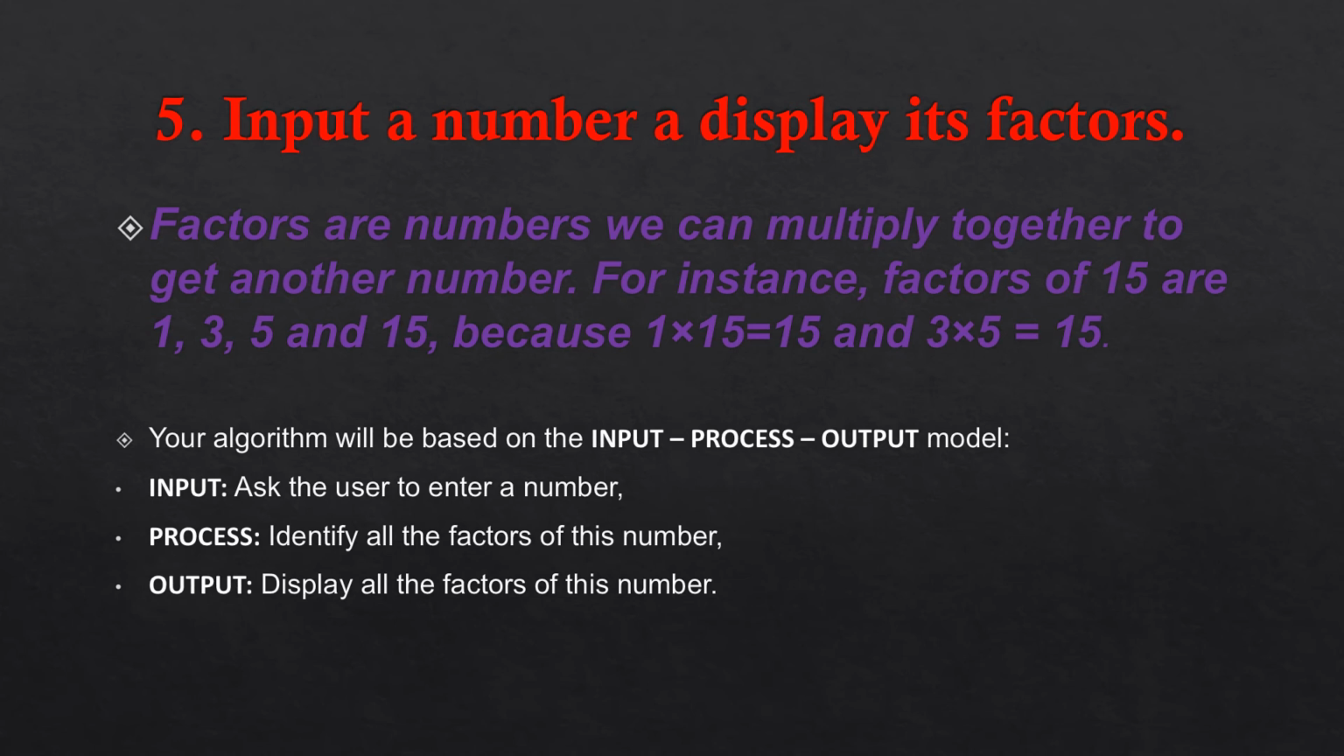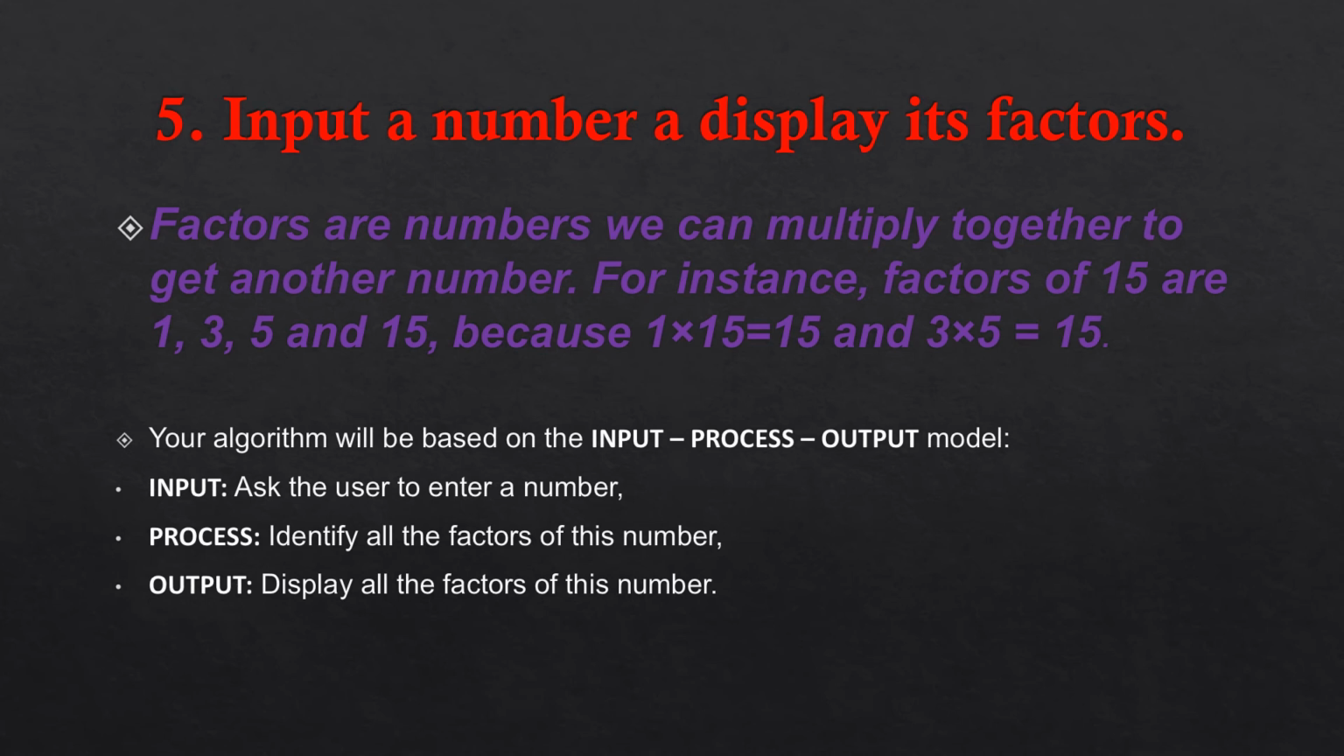This is a flowchart to input a number and display its factors. So first of all, we should understand the logic behind the factors. How can we find the factors? Factors are numbers we can multiply together to get another number. For instance, factors of 15 are 1, 3, 5 and 15, because 1 multiplied by 15 equal to 15 and 3 multiplied by 5 equal to 15.